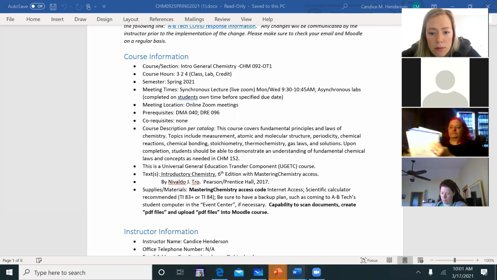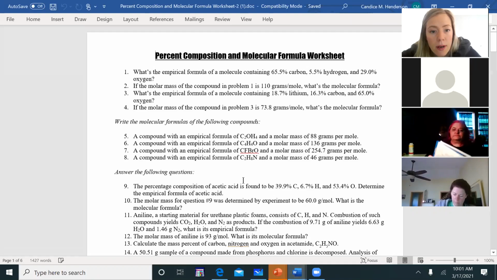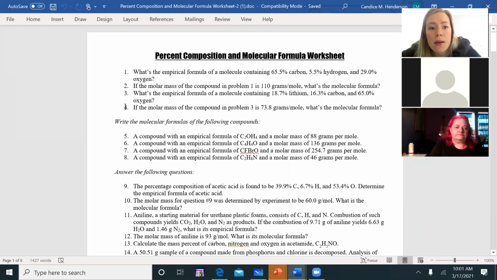So let's do, where was that practice sheet? Right here. Let's do number 3 and number 4. So 3 is asking you to solve for the empirical formula. You have 18.7% lithium, 16.3% carbon, and 65.0% oxygen. So you want to calculate the empirical formula. And then number 4 relates to that problem. It says, hey, here's the molar mass in real life. What's the molecular formula? So I want you to do 3 and then build on to 4. And I'll give you guys about 5 minutes in total for both of those.